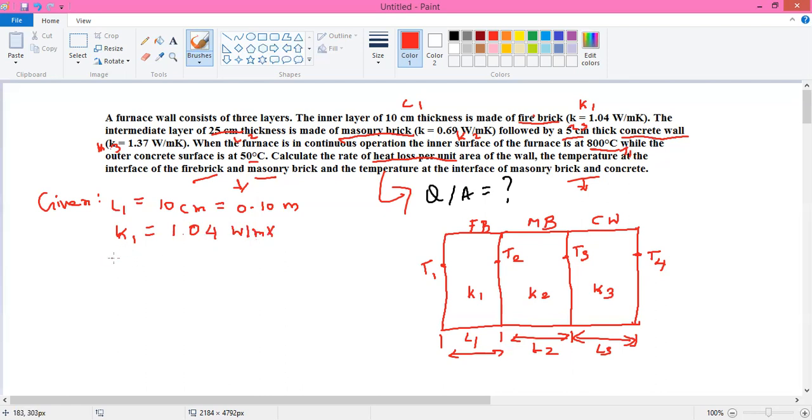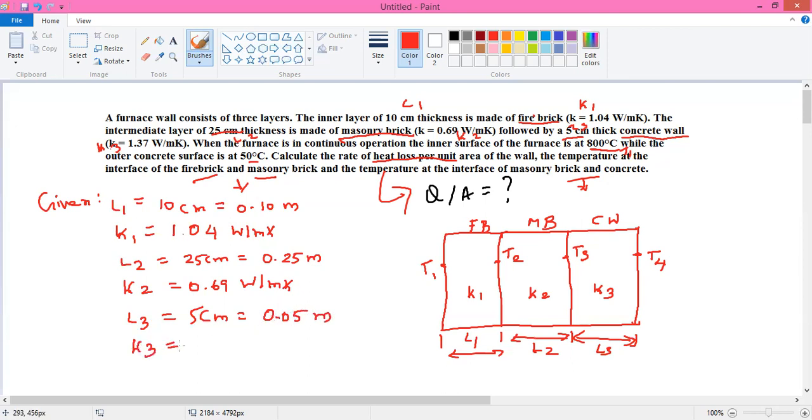And then the masonry brick, L2, is 25 centimeters. We convert it into meters, that is 0.25 meter, and K2 is 0.69 watt per meter Kelvin. That is the thermal conductivity of the masonry bricks. Okay, so again, for the concrete wall, the thickness L3 is 5 centimeters given. So we convert it into meters, 0.05 meter.